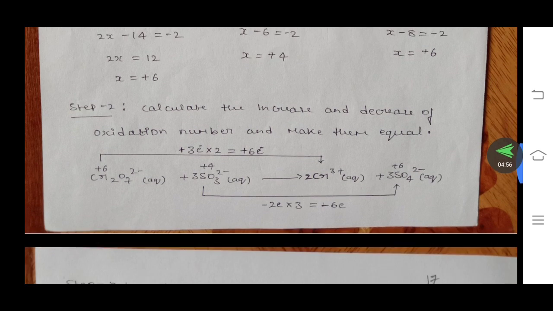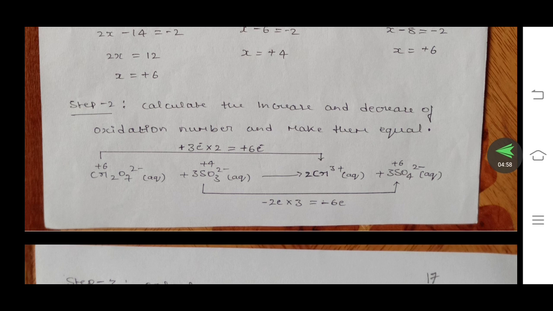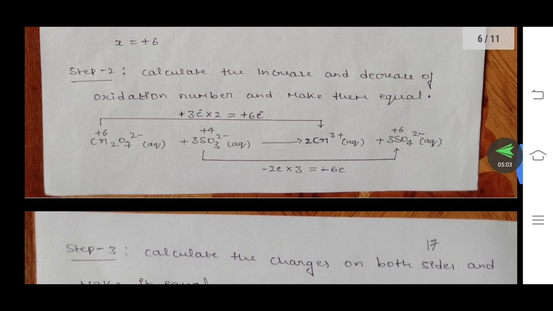Now step 2, calculate the increase and decrease of oxidation number and make them equal. Chromium from the left side to the right side, is it undergoing oxidation or reduction? You have to check first. Plus 6 oxidation state to plus 3 oxidation state, so it is gaining electrons. How many electrons? 3 electrons. So that's why plus 3. Each chromium atom is gaining 3 electrons.